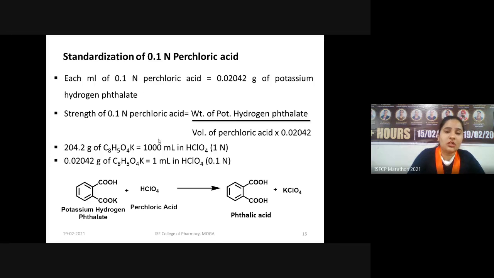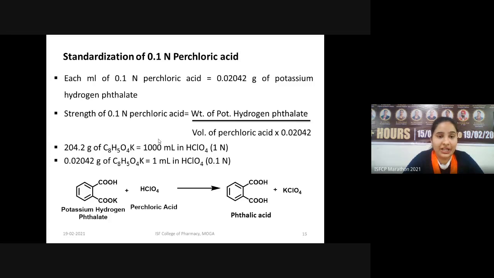What are the various equations, what are the various reactions, what are the various numerical values which are involved in the standardization of 0.1 normal perchloric acid? Each ml of 0.1 normal perchloric acid is equal to 0.02042 gram of potassium hydrogen phthalate. So I want to say that each ml of 0.1 normal perchloric acid is equal to 0.02042 grams of potassium hydrogen phthalate.